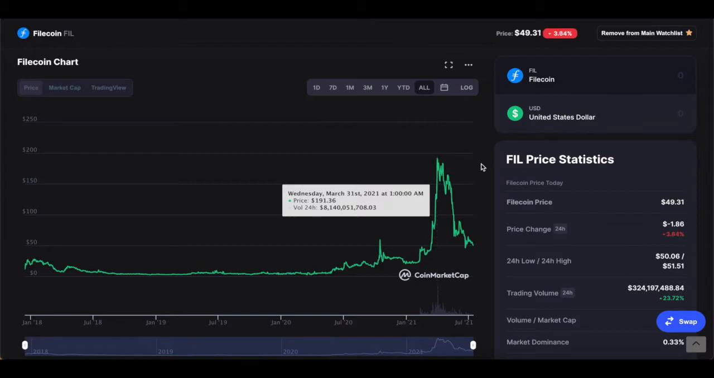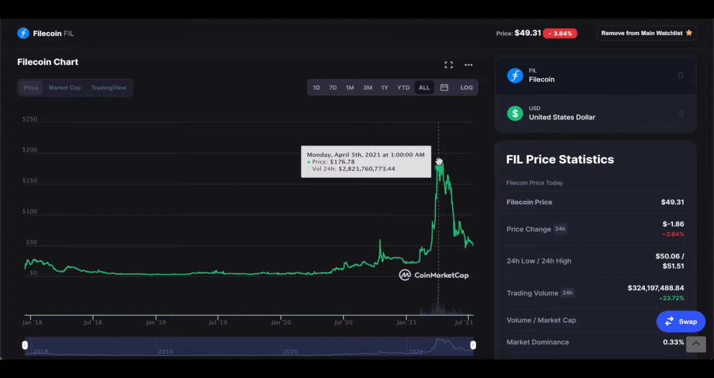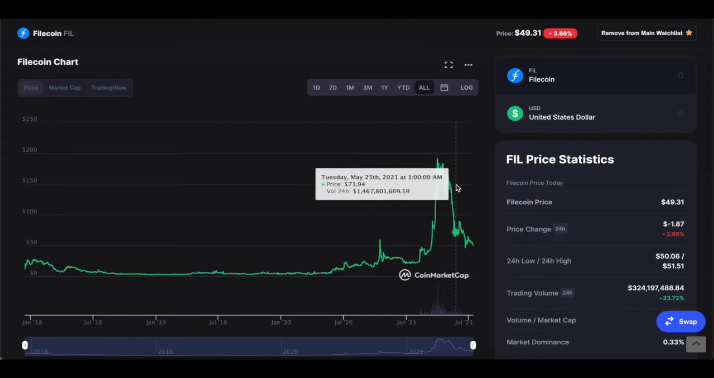There will be a day when Filecoin hits $500 and $1,000, but needless to say, it's not going to happen overnight. It's well on its way, and it's shown its full potential by hitting almost $200 US. That's extremely impressive, because a service like this is extremely useful in many different hands.